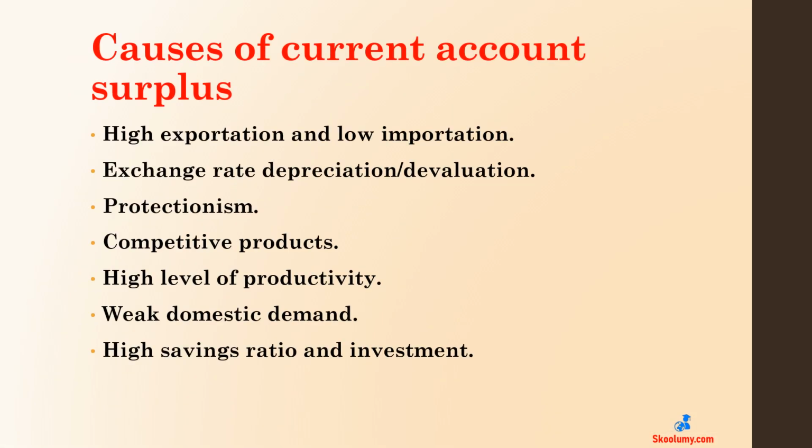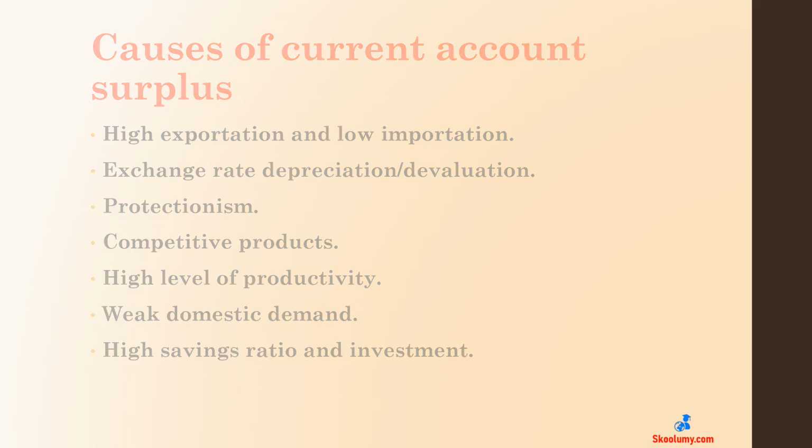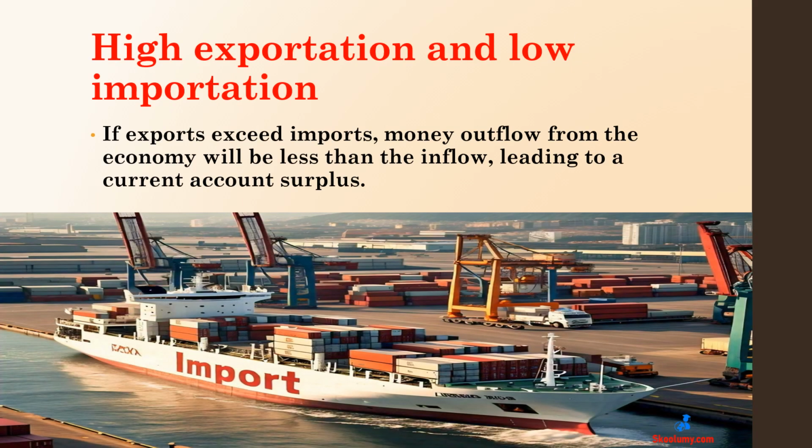The causes of current account surplus include high exportation and low importation, exchange rate depreciation or devaluation, protectionism, competitive products, high level of productivity, weak domestic demand, high savings ratio and investment. High exportation and low importation is the major cause of a current account surplus. The excess of exports over imports would result in a current account surplus.